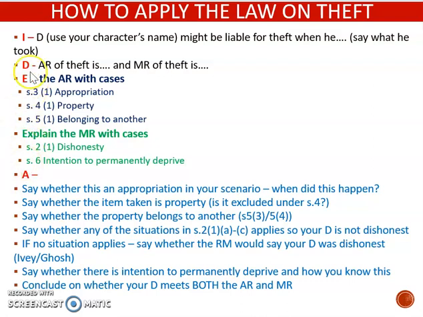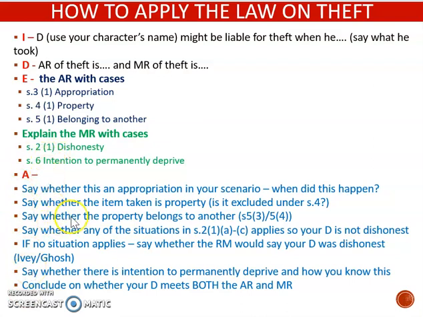And your A, you are going to apply all of that in the order that you've explained it. So this is almost like a checklist for what you're going to include in your application. So you're going to say whether there's an appropriation, whether you've got property, whether it belongs to another, were they dishonest using the situations in 2.1a to c, using the reasonable man test. You're going to say whether there was intention to permanently deprive, and then conclude, i.e. have you got all 5 elements for theft? So a lot to do here.